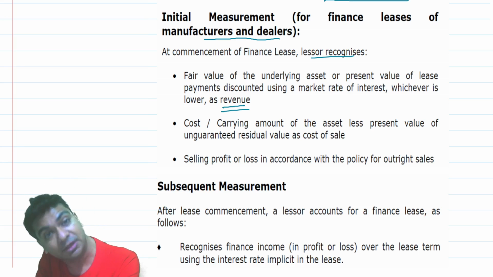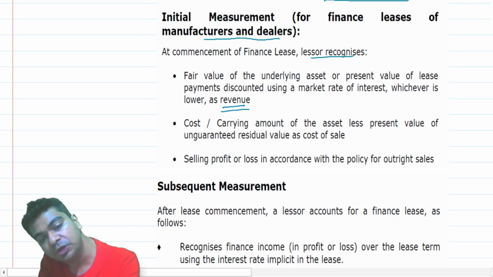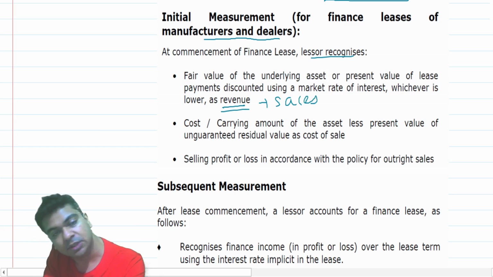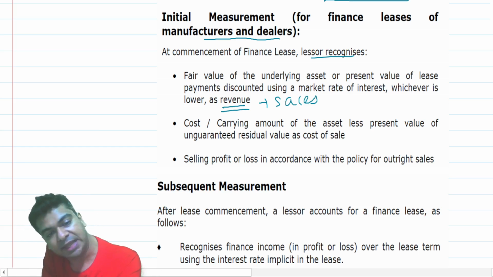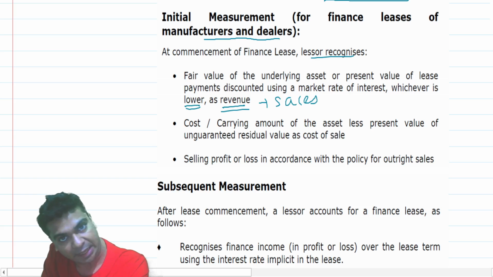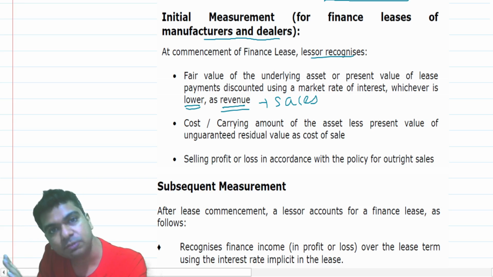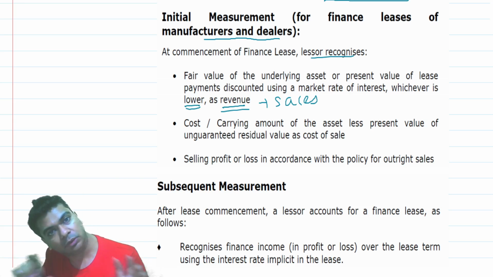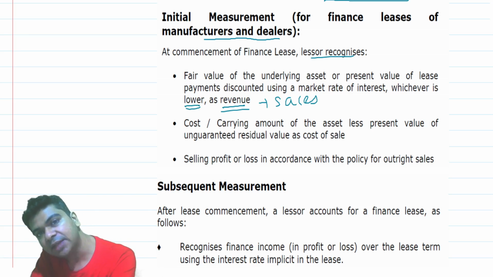When will you recognize revenue? You will recognize revenue only if it is a sale transaction. So here we are going to treat it as a sale. Sales will be recognized at the lower of the two, right? They are saying whichever is lower: the fair value of the underlying asset or the present value of the lease payments. So you will work out the lower of the two figures and consider that as the sales.